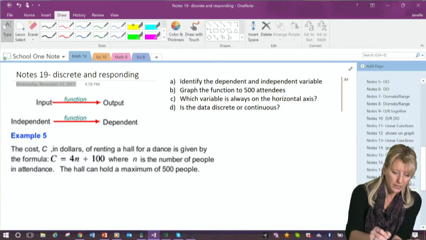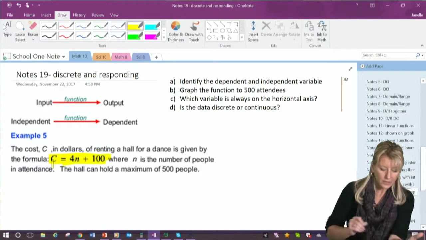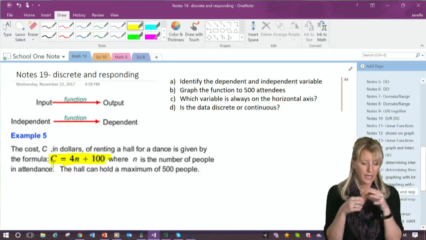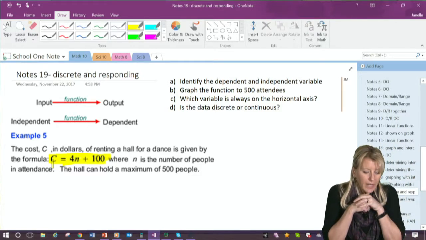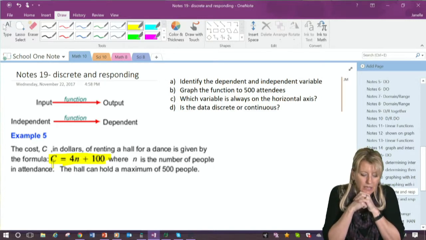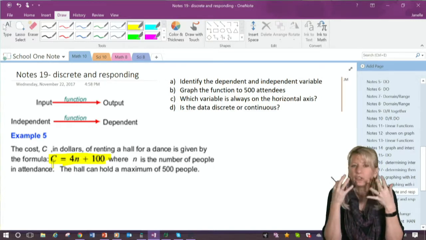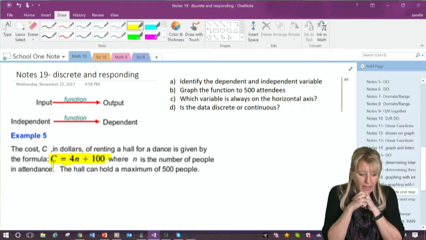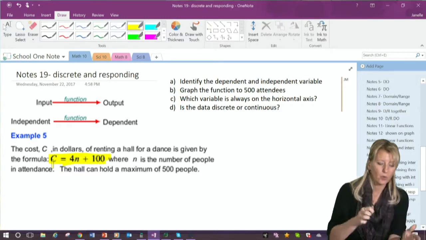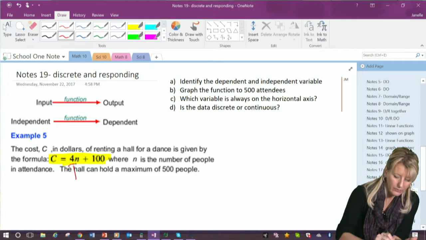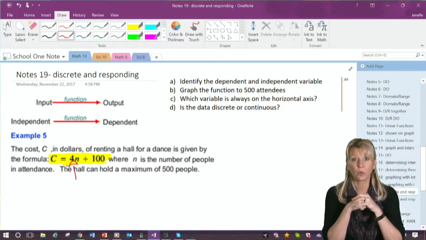So here is our equation. The story is C is the cost in dollars, and you're renting a hall for a dance. N is how many people are coming. You don't know how many people are coming at this point, and you're going to charge them. What this means here is for every person that comes in, they're getting charged $4.